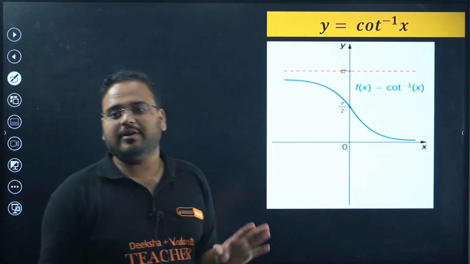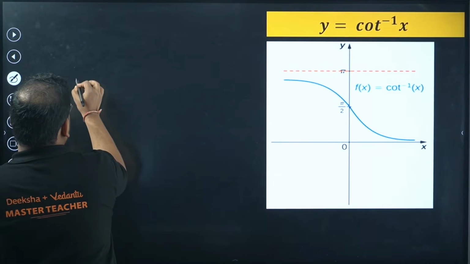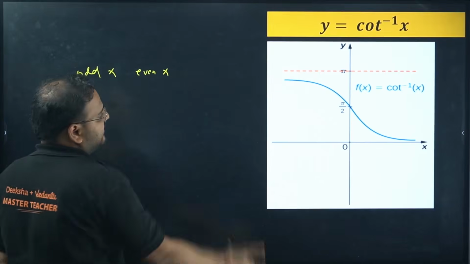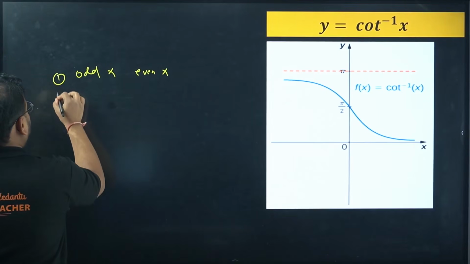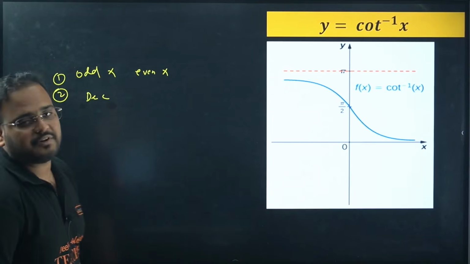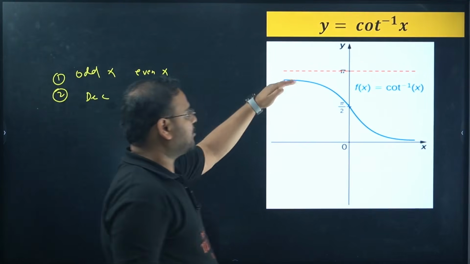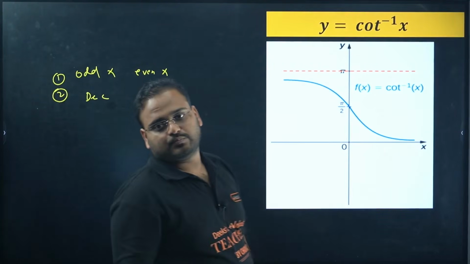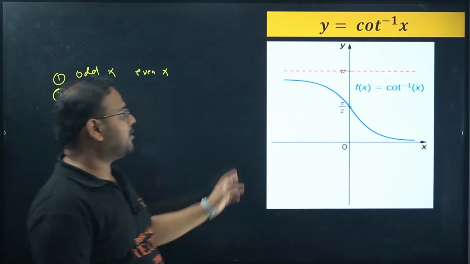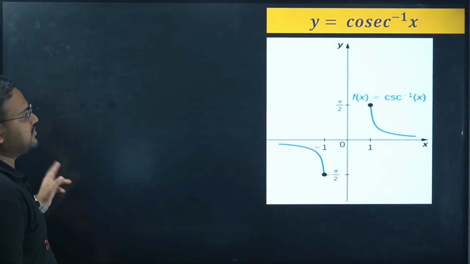Now cot inverse of x. Over here you can see the graph. This function will again be not even, not odd either. Decreasing function. Check here: as x increases, value decreases, so it is a decreasing function. And what else? Did I miss something? Yeah, there's no maximum or minimum because it's not going to have any highest or lowest value. Domain and range you can find out from here. Domain is what? All real. Range is what? 0 to pi, both open.